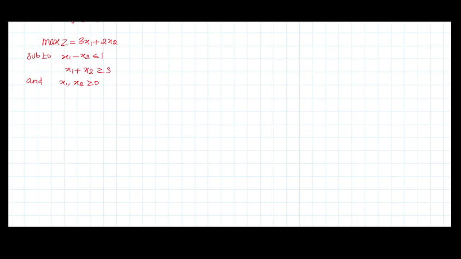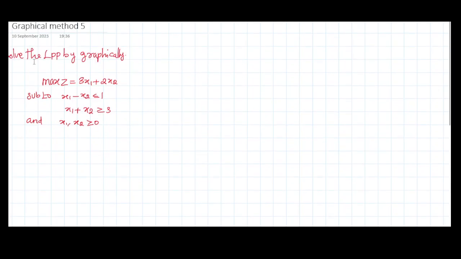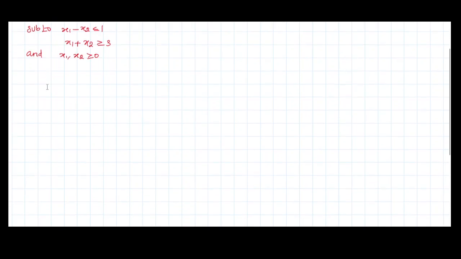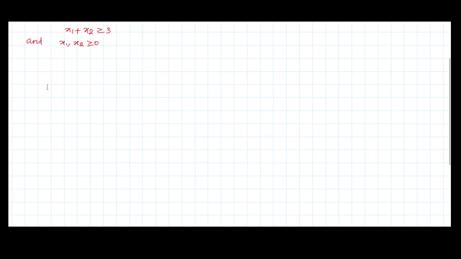Welcome to this lecture. In this lecture, we are going to solve a linear programming problem by using the graphical method. The problem is: solve the LPP graphically. Maximize z equal to 3x1 plus 2x2 subject to the constraints x1 minus x2 less than or equal to 1 and x1 plus x2 greater than or equal to 3, and x1, x2 greater than or equal to 0 is the non-negative restriction.